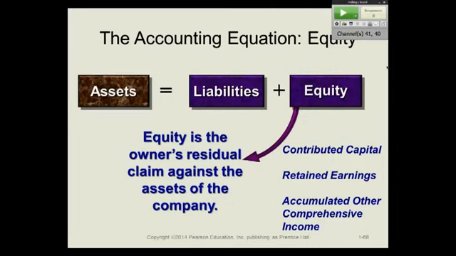So we're looking at the accounting equation, and we said that it should always be assets equal liabilities plus stockholders' equity. We define assets as economic resources owned or controlled by the firm. We looked at liabilities as debts that are owed to outsiders. And now we have stockholders' equity. Stockholders' equity has three components. The first is contributed capital. The second is retained earnings. And the third is something called accumulated other comprehensive income.